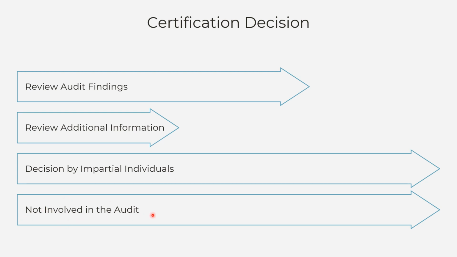This separation helps maintain the objectivity and impartiality of the certification decision. It's a safeguard that ensures the decision is based solely on the evidence and the criteria of the standard, without influence from the audit process itself.